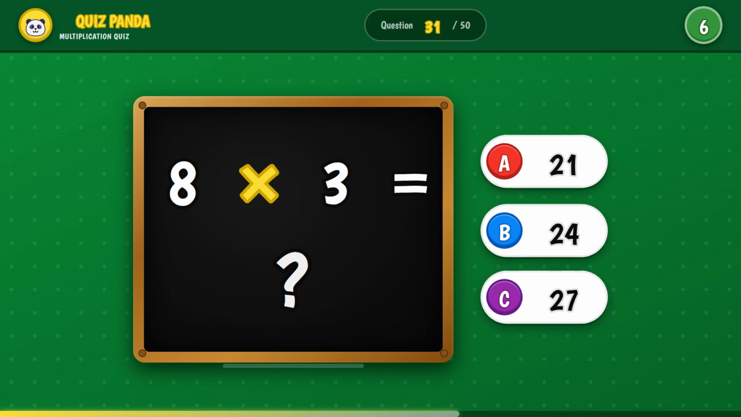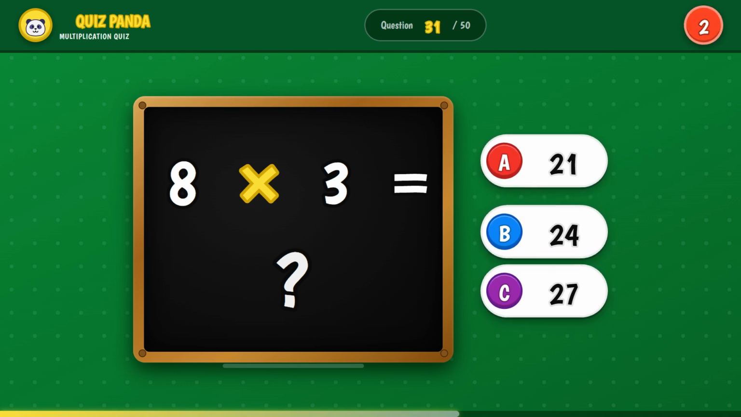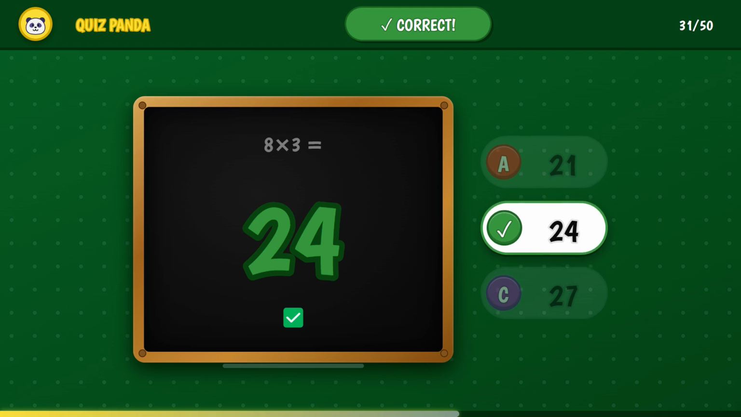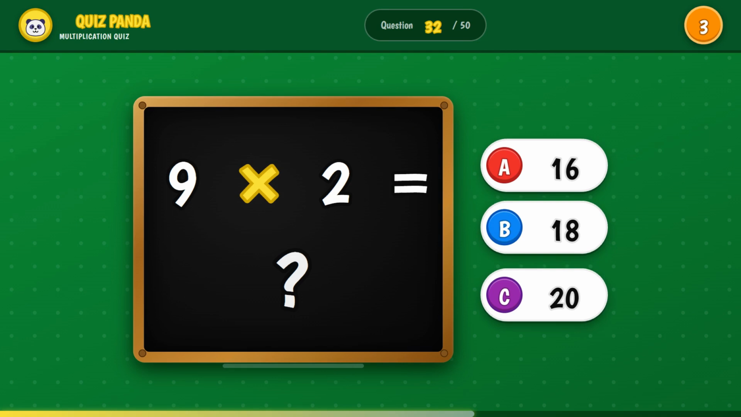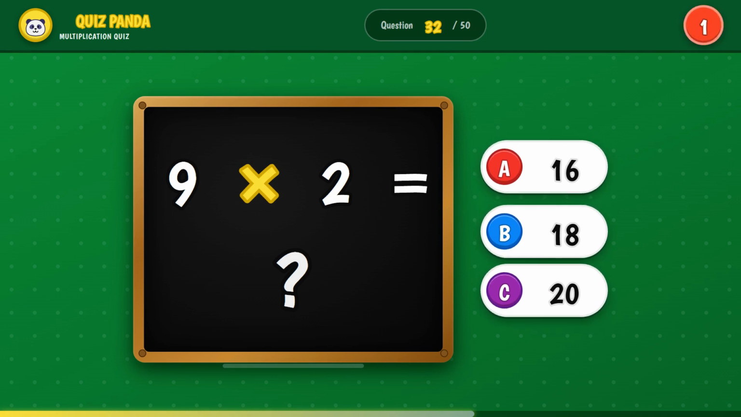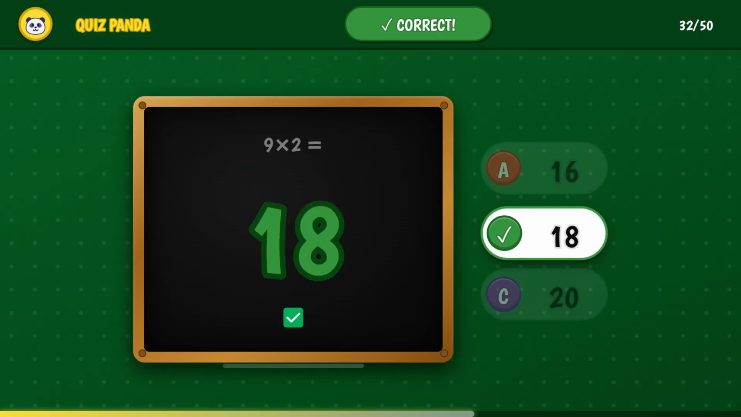You are a genius. Question 31. What is 8 times 3? The correct answer is B, 24. Question 32. What is 9 times 2? The correct answer is B, 18.